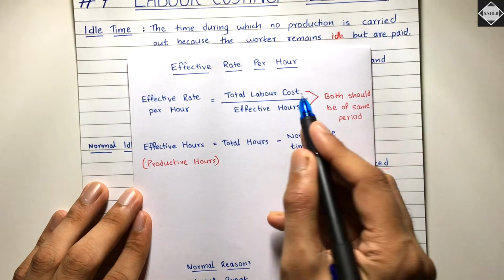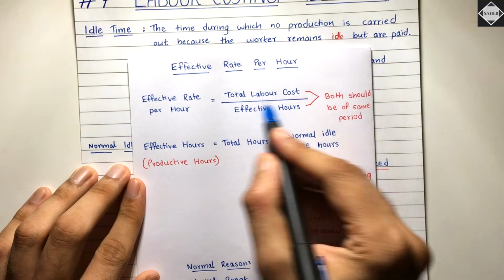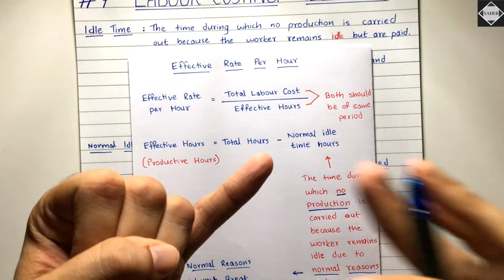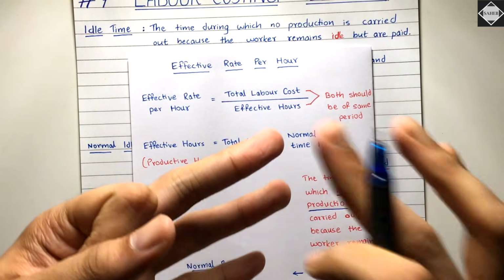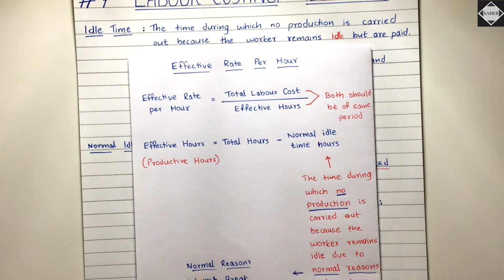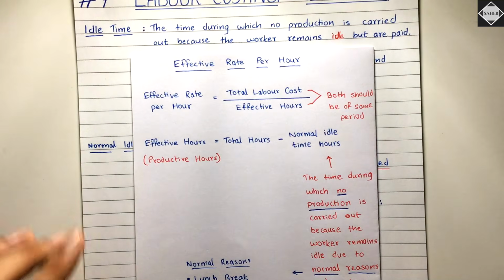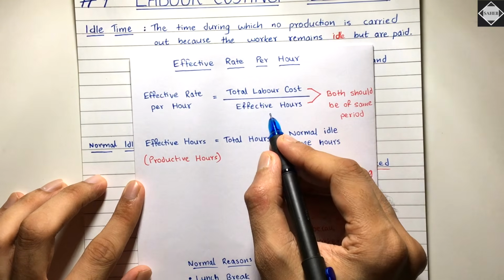Total labor cost, whatever cost you have incurred for your workers, that you have to take. It will include what? Basic, DA, contribution to provident fund, any bonus you have given, any other allowance you have given, all this you have to add. That's called total labor cost. Fine. And then you have to divide it by effective hours.